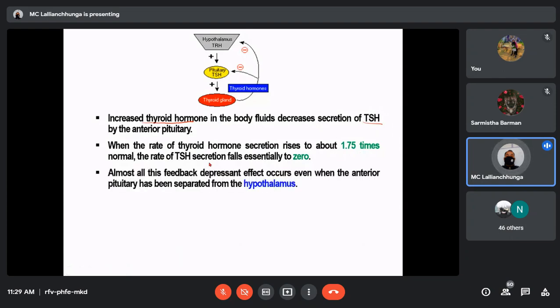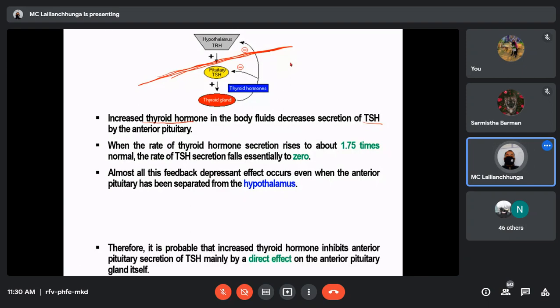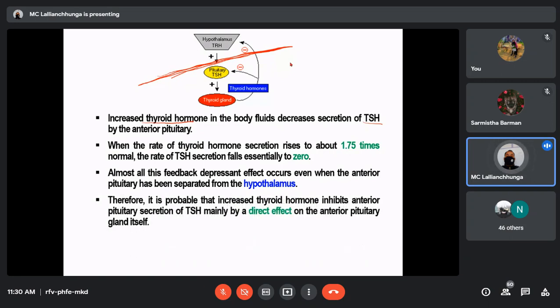Almost all of this feedback depression effect occurs even when the anterior pituitary has been separated from the hypothalamus. That means suppose you cut the link between the hypothalamus and pituitary gland. Still this suppression is taking place, meaning TSH secretion will be reduced to almost zero. Therefore, it is probable that increased thyroid hormone inhibits anterior pituitary secretion of TSH mainly by a direct effect on the anterior pituitary gland itself.